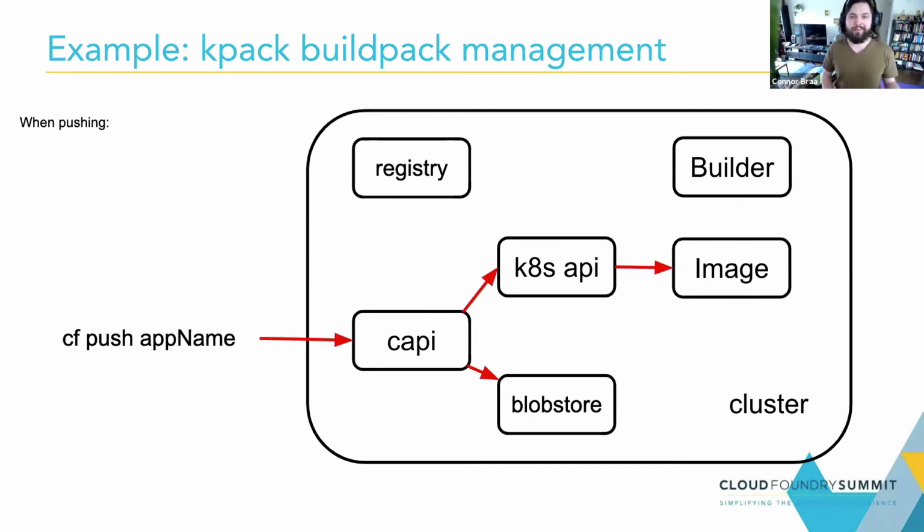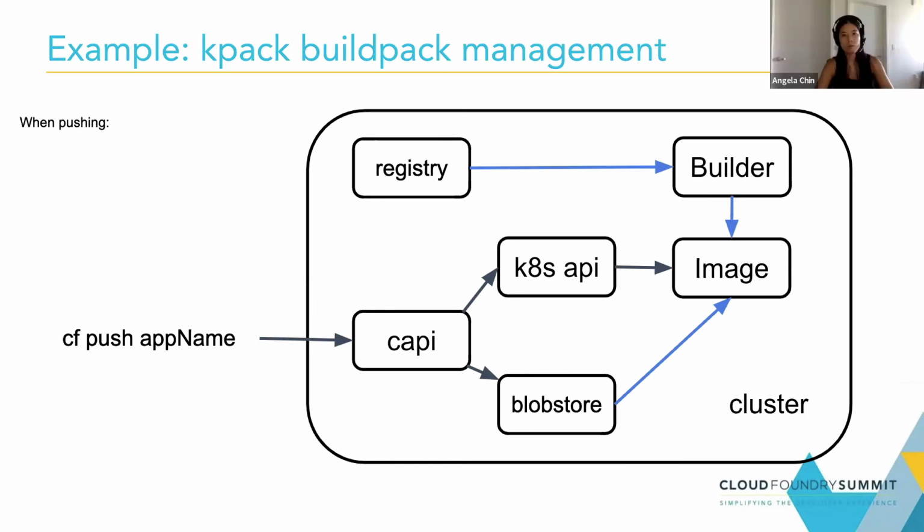When pushing, this builder gets referenced by the kpack image that the Cloud Controller API creates. So we push an app, the Cloud Controller hands the package off to a blob store, the Kubernetes API will then accept an image from the Cloud Controller, and the image itself, another kpack CRD, can reference the builder that the administrator created earlier, and use the buildpacks in the registry that it points to, to build the package that was uploaded to the platform by cf push.